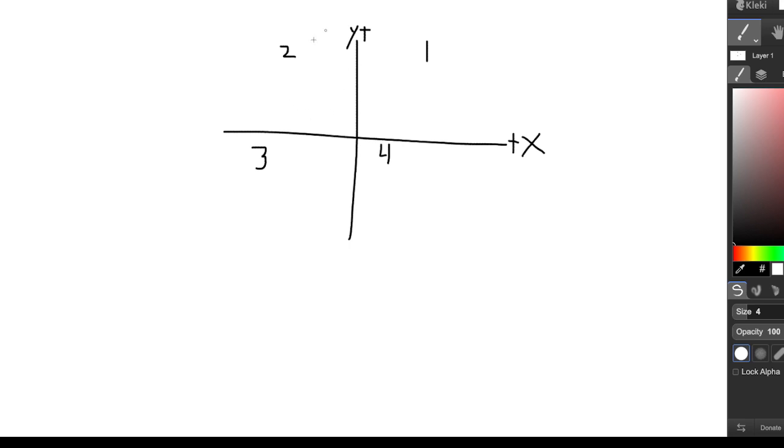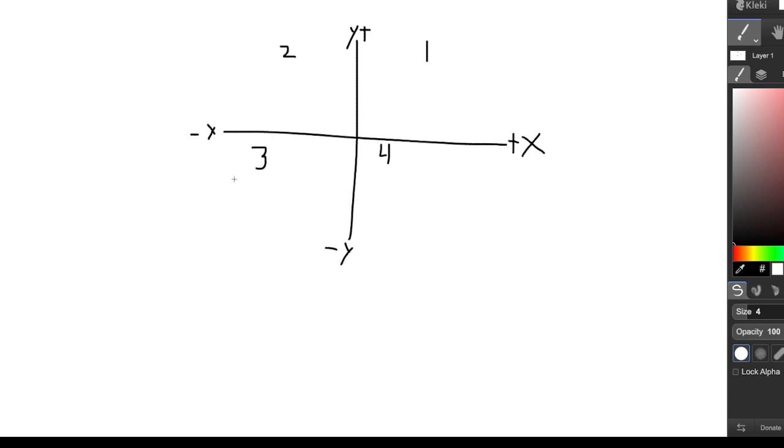Here in quadrant 2, the y is still positive because we're still above the x-axis. But here the x value is negative in quadrant 2, right? In quadrant 3, not only is the x negative, the y is also negative. And in quadrant 4, the x is positive, but the y is negative, all right? So if you can kind of understand that so far, you'll do fine.